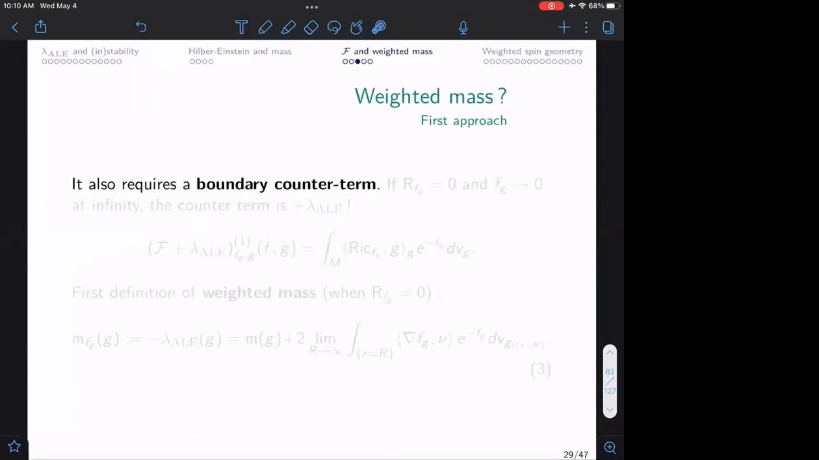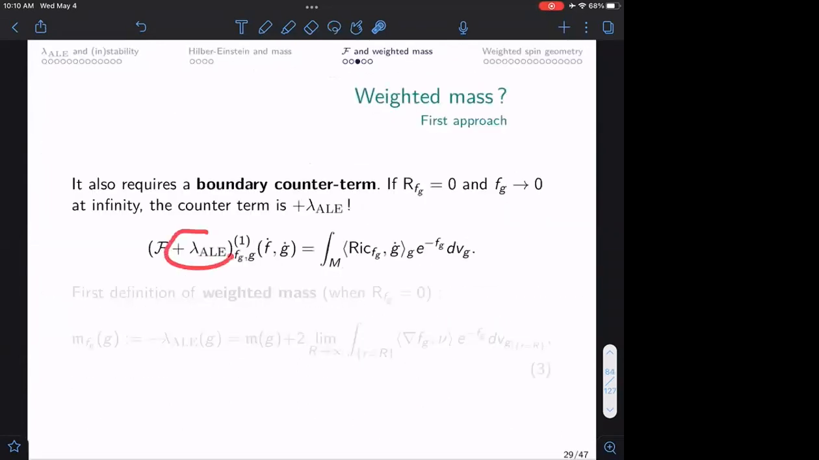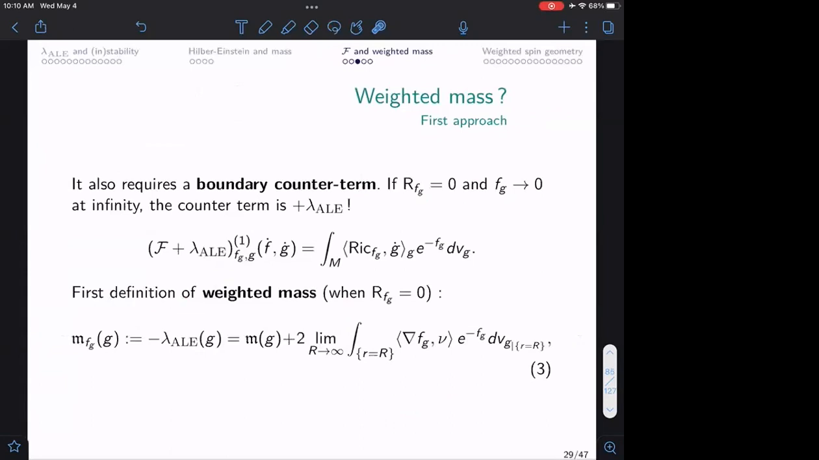Okay, so what should be a weighted mass in this context? Let's work in the case when we have zero weighted scalar curvature. We can always ensure it under usual assumptions, for instance that scalar curvature is non-negative, and we can even do it with a function decaying at infinity. Then if you look at it closely, the right boundary counterterm to have the same behavior as for the Hilbert-Einstein functional is actually this lambda ALE functional. So this leads to this weird definition that weighted mass should be this lambda ALE functional, at least when scalar curvature is zero. And so this should be the usual mass plus some integral, this one here.